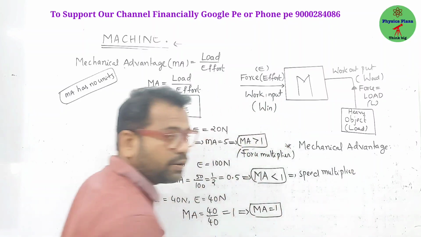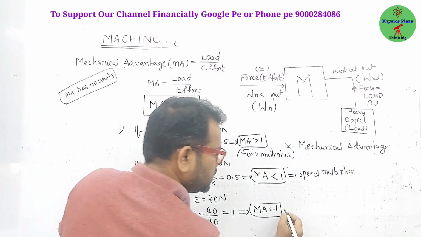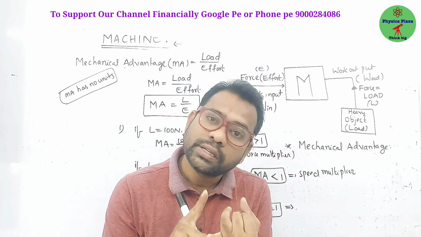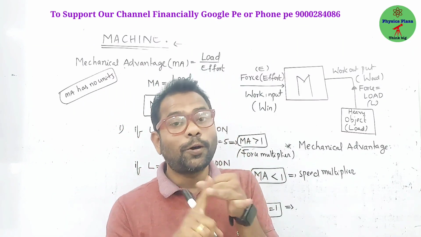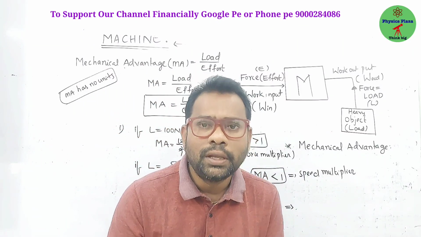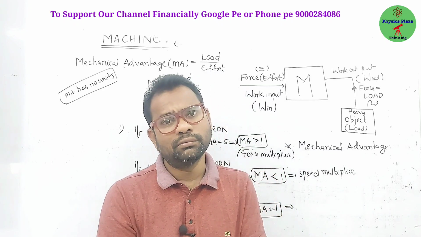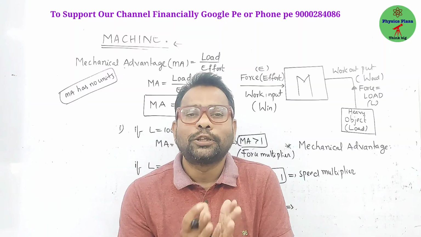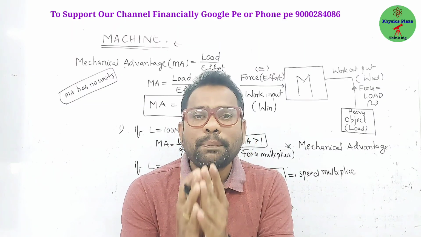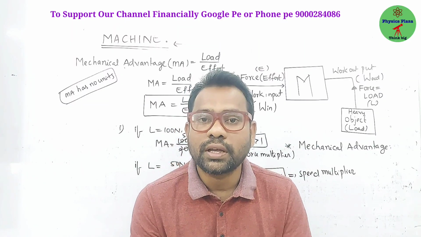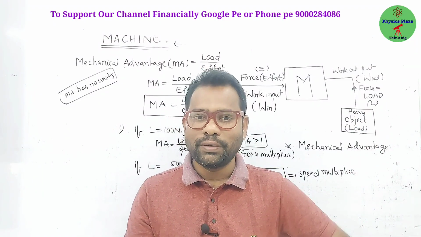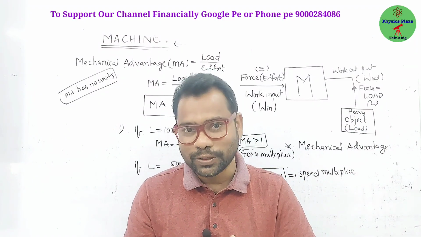It increases the speed. Then you may have one doubt: sir, mechanical advantage equal to 1 means it neither acts as a force multiplier nor as a speed multiplier. Then what is the purpose? The purpose is to change the direction of effort applied. We will discuss this in detail, don't worry, when we are discussing the functions of machines.